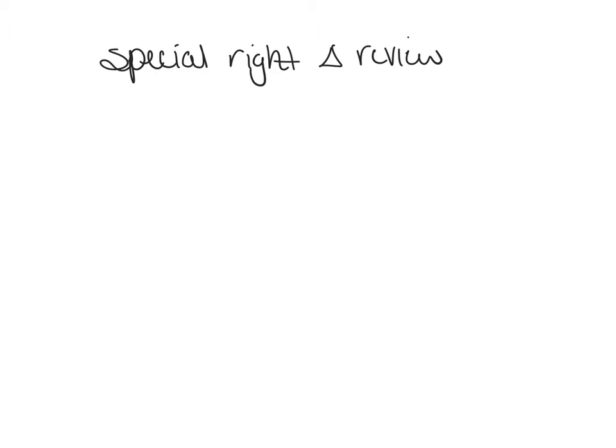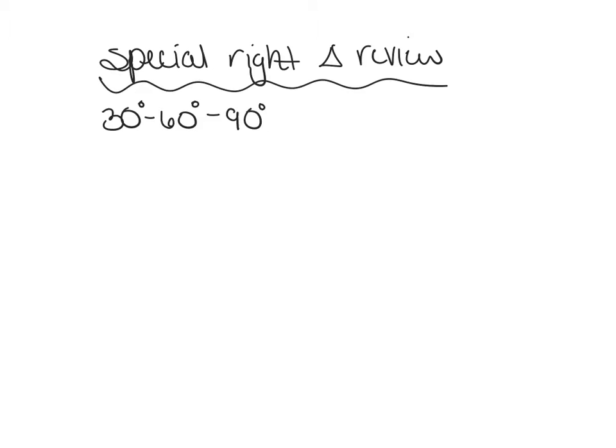Okay, today we are going to review from geometry about two special right triangles. One, hopefully you remembered, is the 30, 60, 90. And then the other is the 45, 45, 90. So we'll look at that next. Let's just start with our 30, 60, 90.